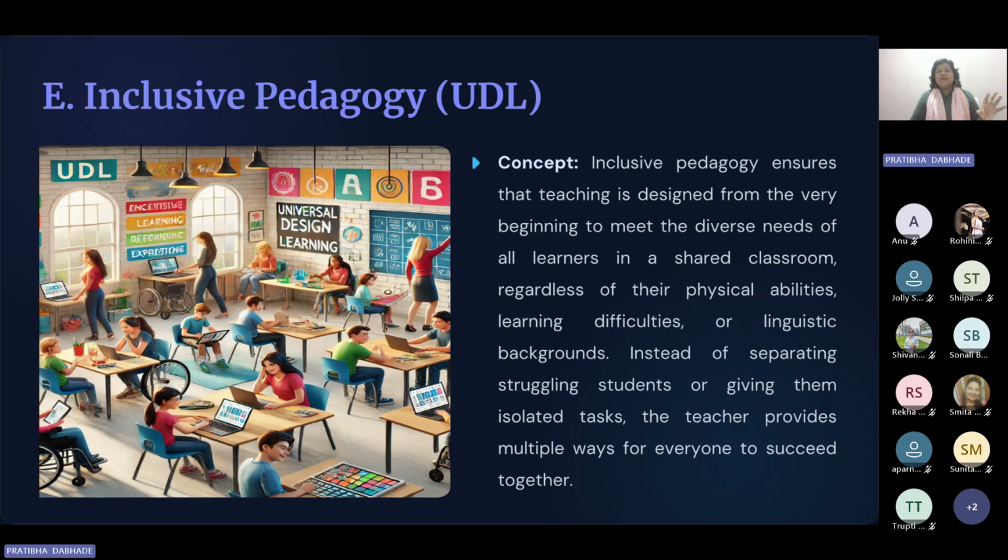So again, it doesn't matter their linguistic background or their learning difficulties, because some may be having a problem with comprehension, some are having a problem with analytical skills, right? So here we have to think about all kinds of learners, right? So here, instead of separating struggling students or giving them isolated tasks, the teacher provides multiple ways for everyone to succeed together. So here the provision given is multiple ways. It's not that they say, see, these are the weak learners, they are the struggling ones. So we have to plan the different tasks.